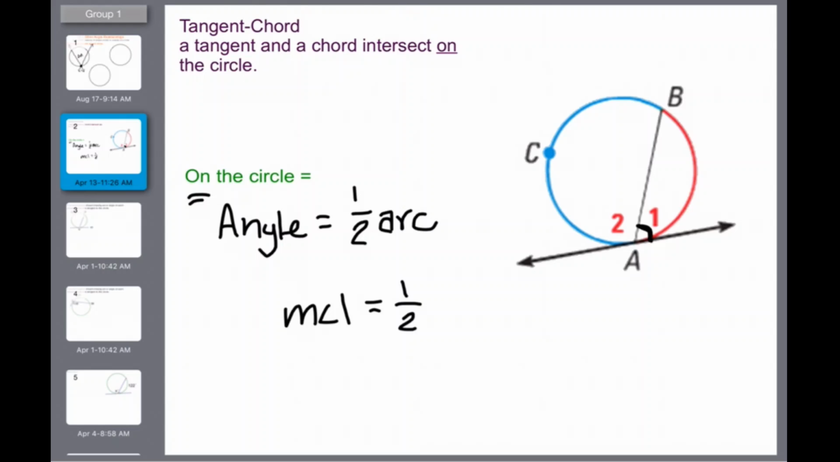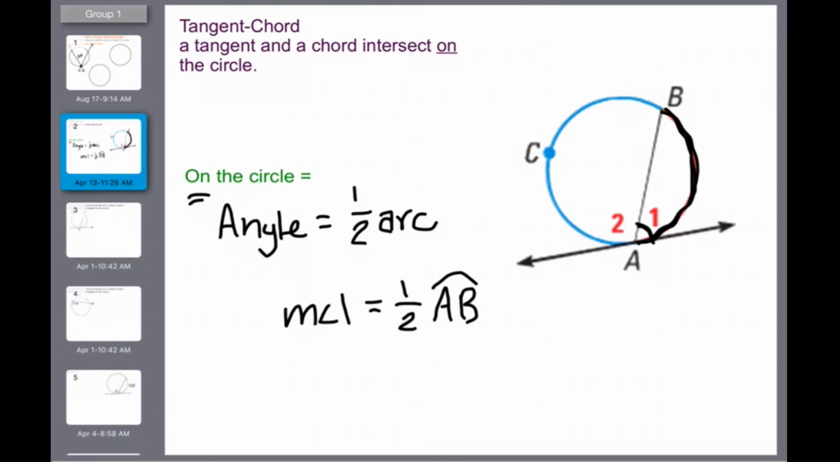So this is very similar to our intercepted arc and inscribed angle comparison. It's basically the same thing, just with one of the sides being part of a tangent instead of being another chord in the circle. So the measure of angle 1 is going to be half of that arc that I have bolded here. So it's going to be half of arc AB.